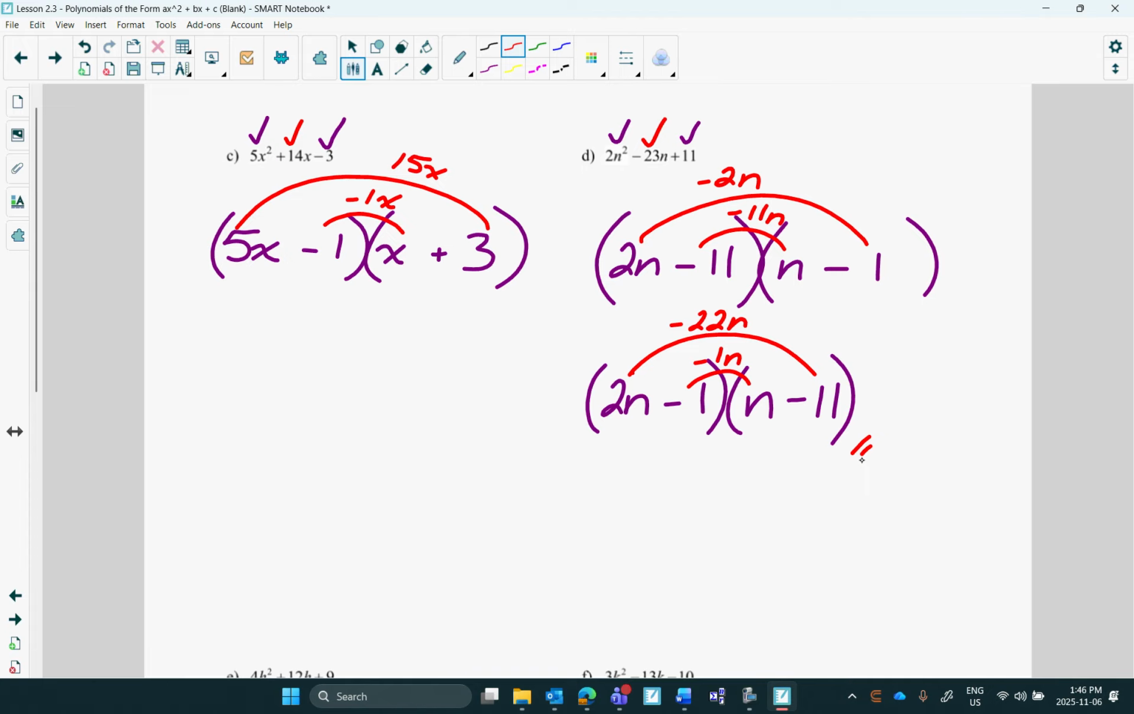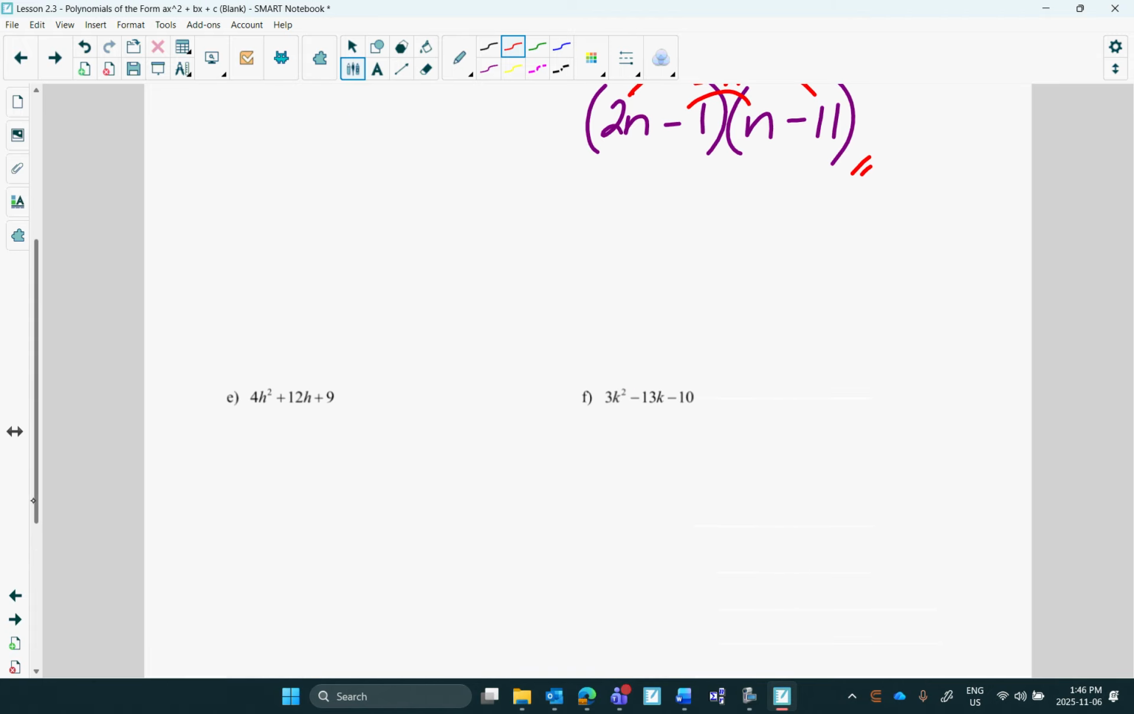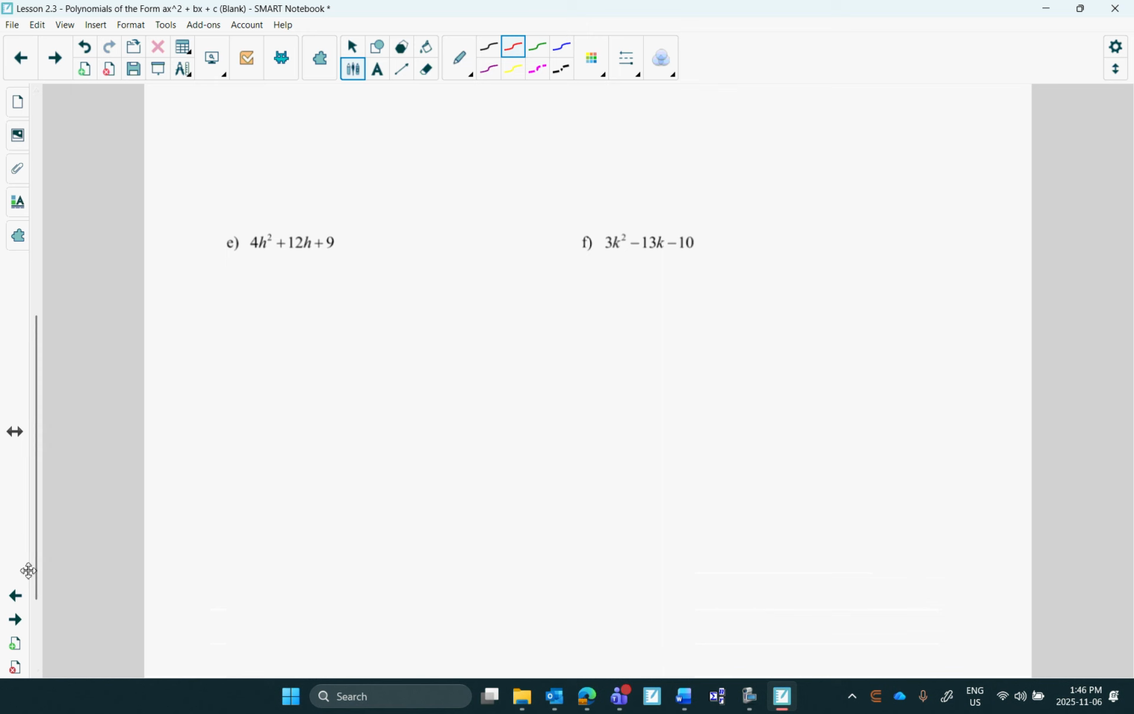The next time we did 2 and 2 or 4. I would do the ones that are closer together to each other, 2 and 2. So this one would be 2h and 2h, because I know those multiply to 4h squared. Give me two numbers that multiply to 9. 3 and 3, let's try that. Always try the numbers closer to each other. I know that's going to work.